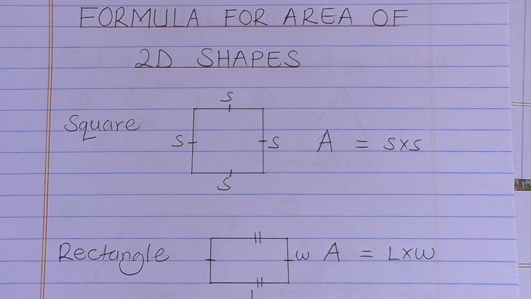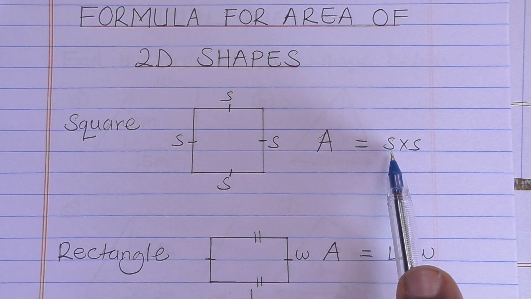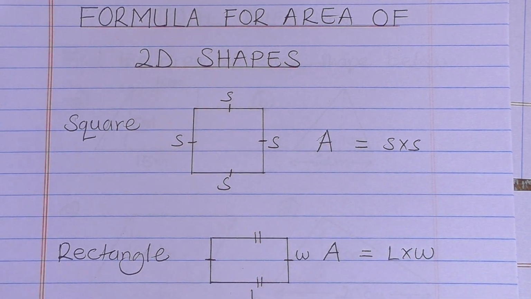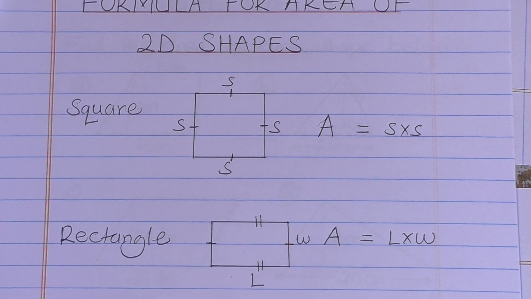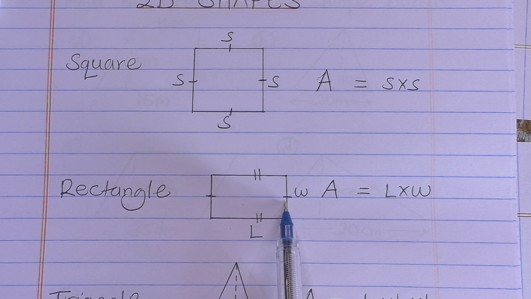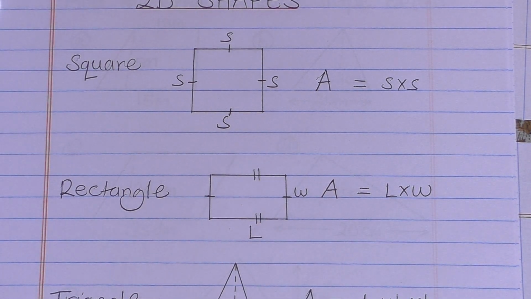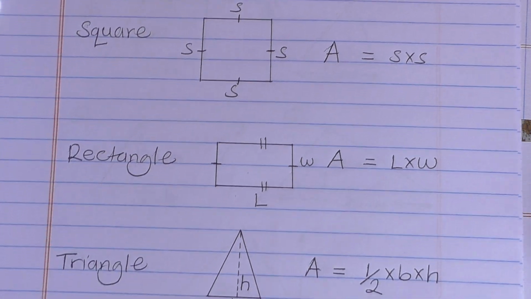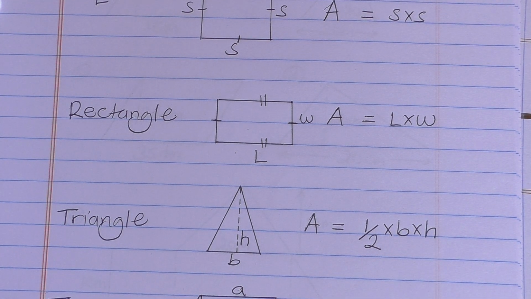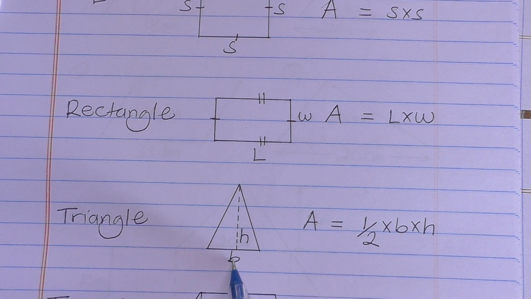And for a square, the area is, since the sides are equal, we just multiply these two sides, which will always get us side squared. For a rectangle, we shall have the length and the width, and the area is gotten by multiplying length and width.